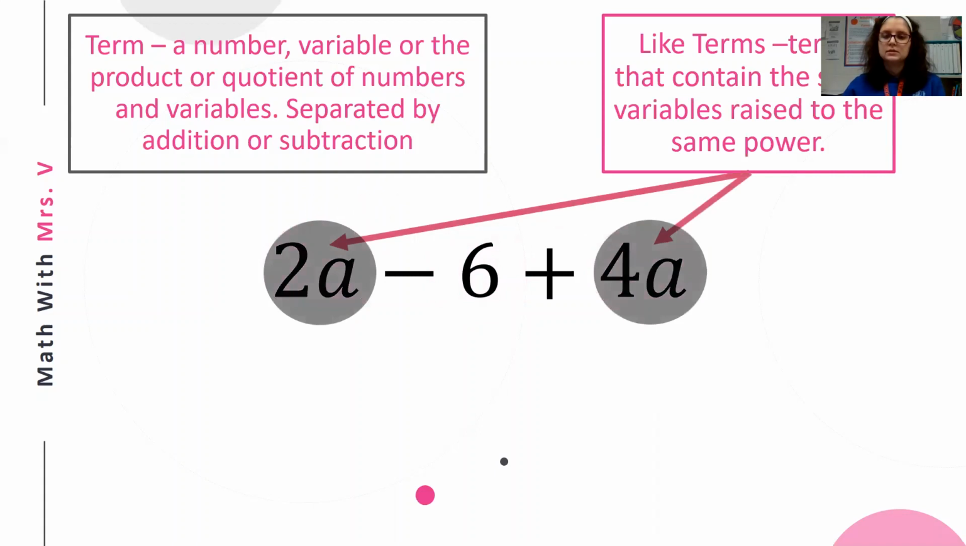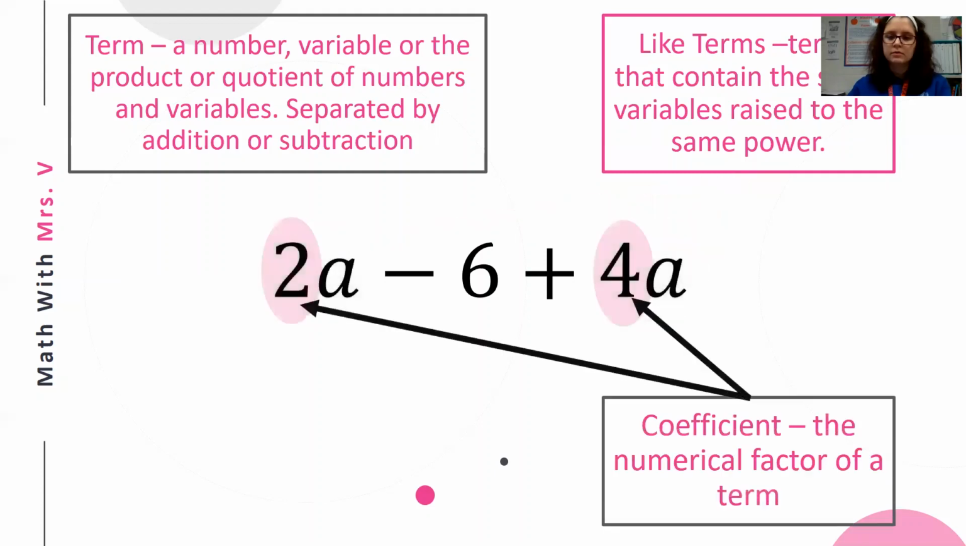Our next is like terms, and like terms contain the same variables raised to the same powers. So in this case, we have two like terms, that is our 2a and our 4a, because they both contain an a. And while we are not looking at variables with exponents, both of these a's have an exponent of 1.